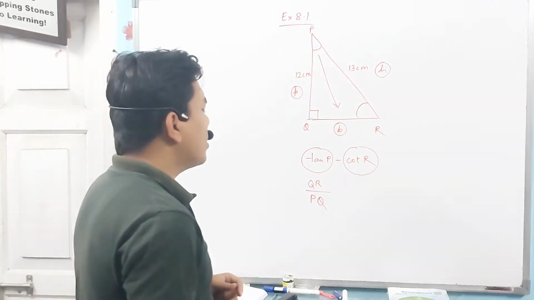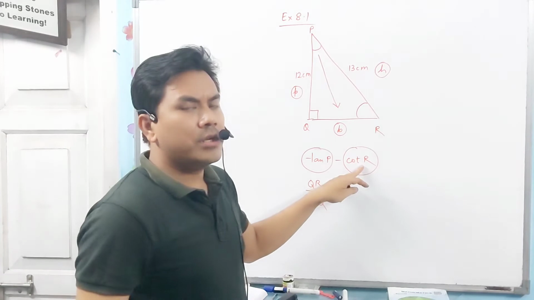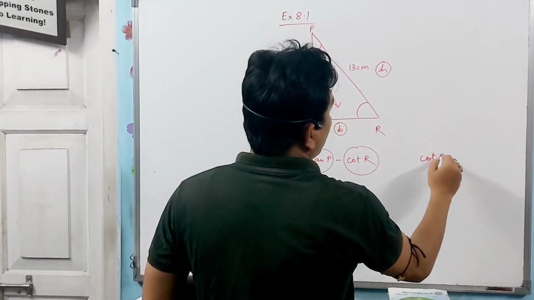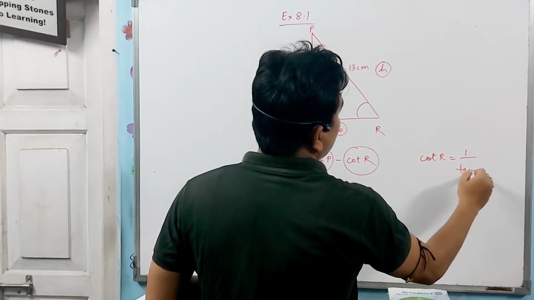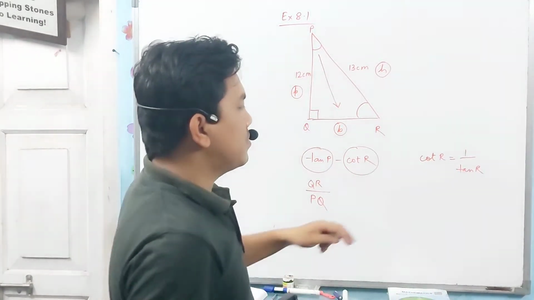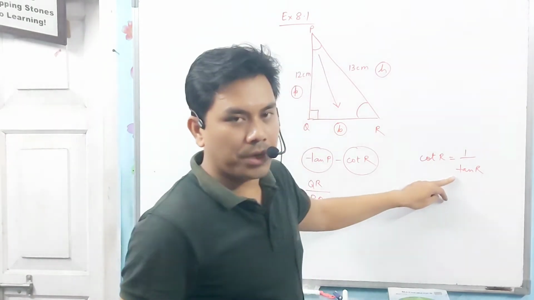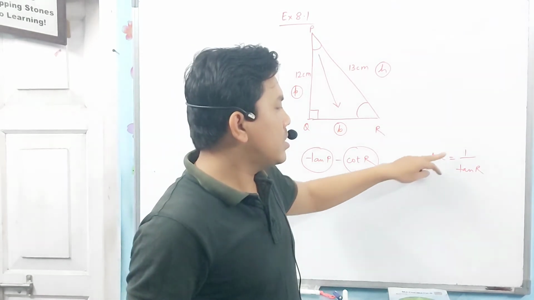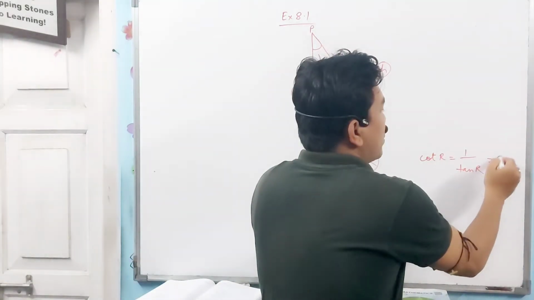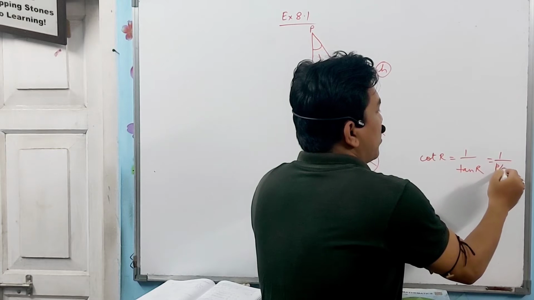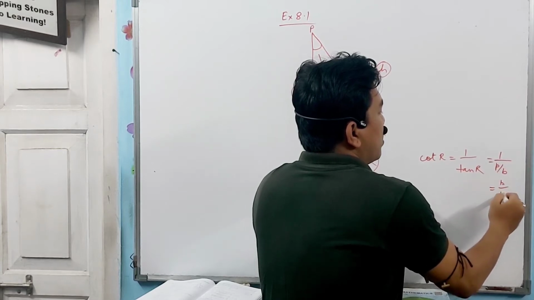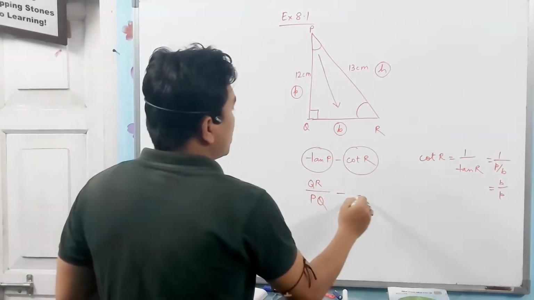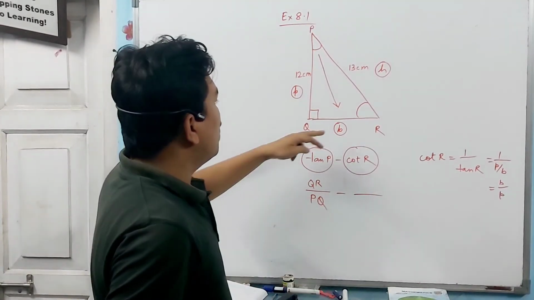Now as I told you, cot is the reciprocal of what? Tan. So cot R is equal to 1 by tan R. We know that tan is always perpendicular by base. So since it is reciprocal, if you write 1 by perpendicular by base, then it will become base by perpendicular. So in this case, cot R will be equal to base by perpendicular.